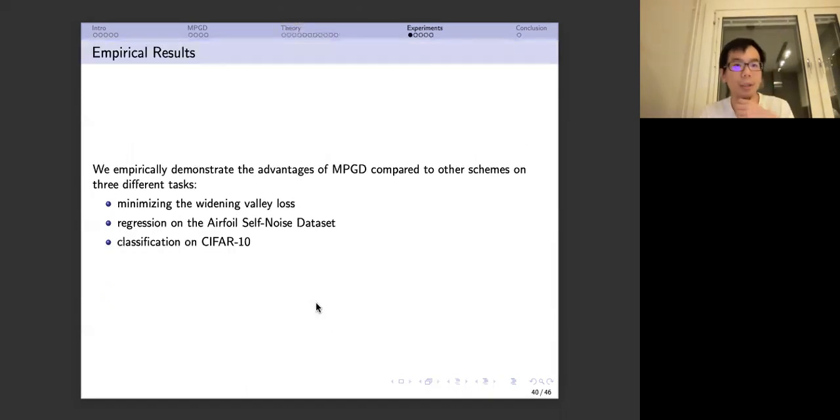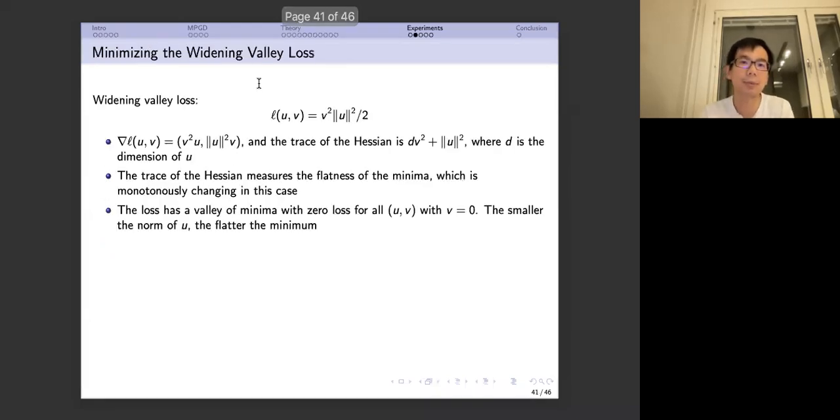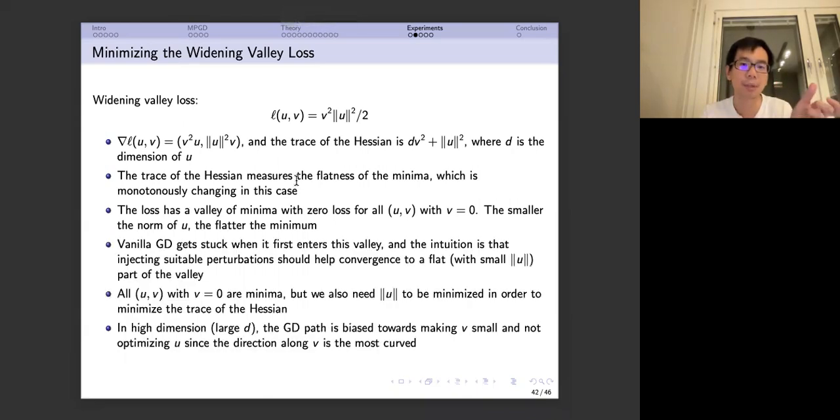And here are some results. We perform experiments focusing on 3 different optimization tasks. Since I don't have a lot of time, I will just quickly go over them. The first one is minimizing the Ackley loss. This is a loss function in 2D, but it's non-trivial because if you simply use full batch gradient descent, then the iterate will get stuck at the initial point.